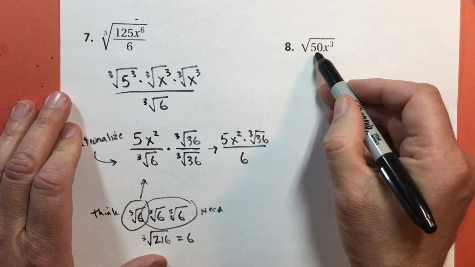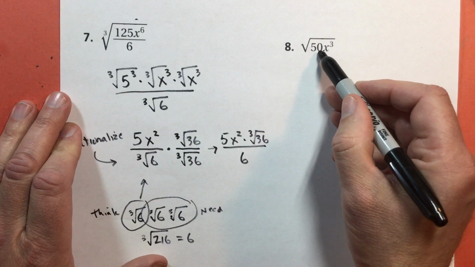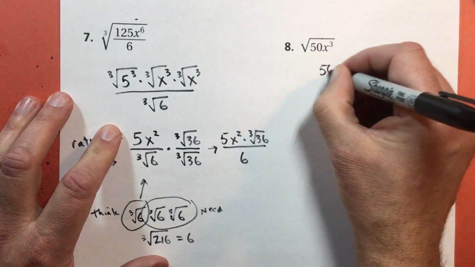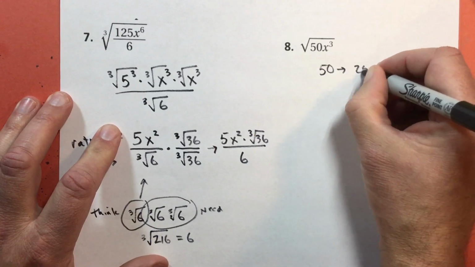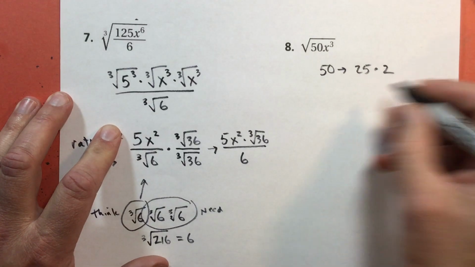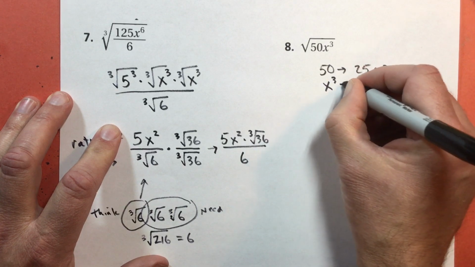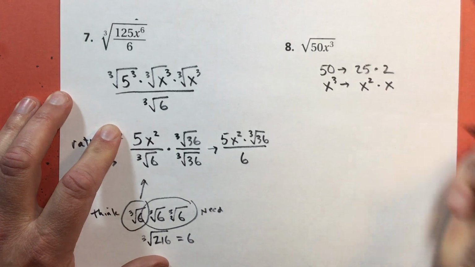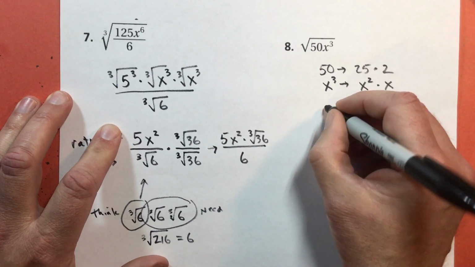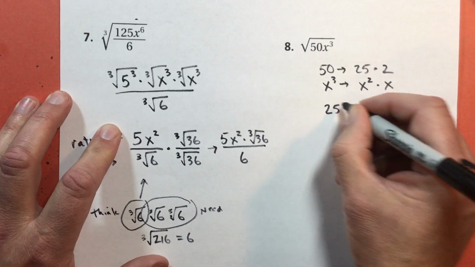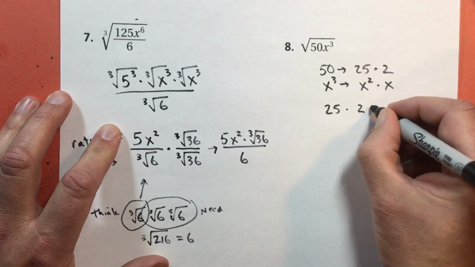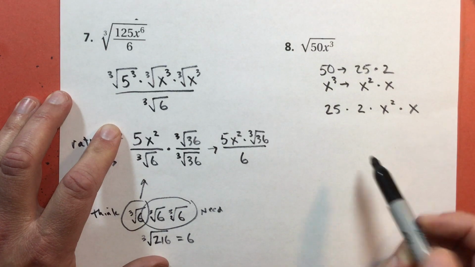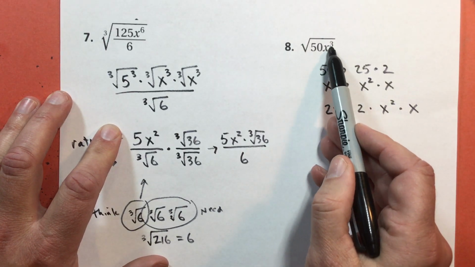Number 8, let's look for some perfect squares. 50 is not a perfect square because I'm doing a square root. 50 is not a perfect square, but 50 is going to be 25 times 2. And x to the 3rd power, that's not a perfect square, but that's going to be x squared times another x. So if I have 25 times 2 times x squared times x, that's 25 times 2, x squared times x.